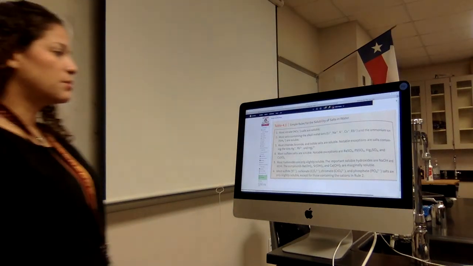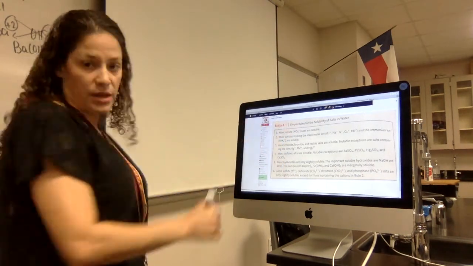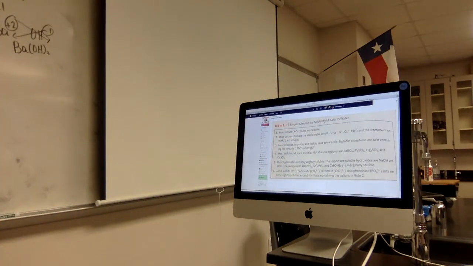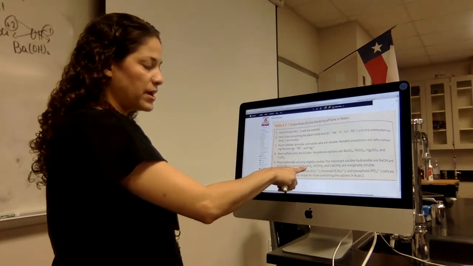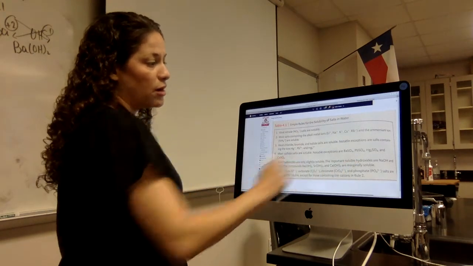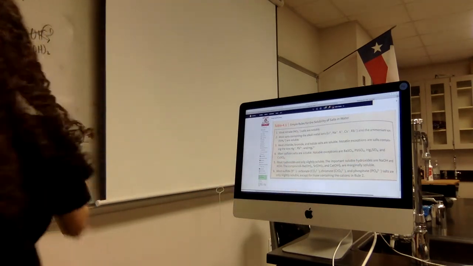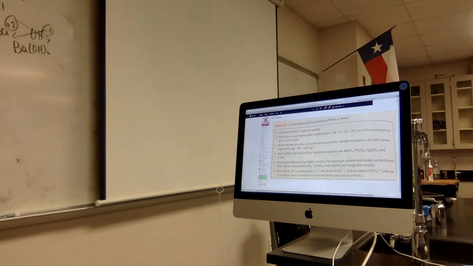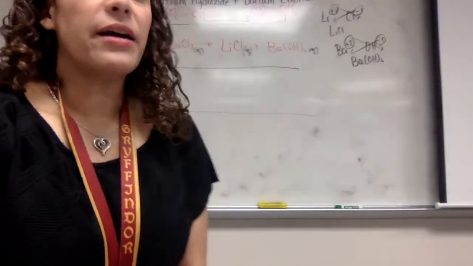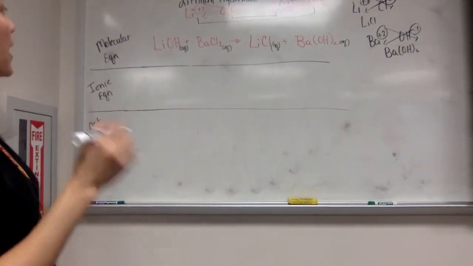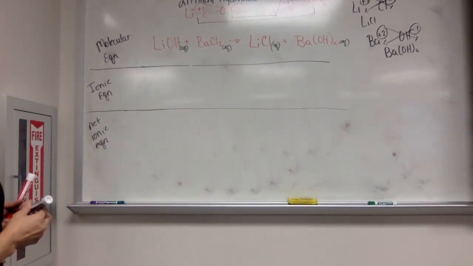Now, the next one, lithium chloride, same thing here. He's going to be soluble, so he's going to be aqueous. And then I look at the last one, barium hydroxide. It tells you right here, specifically, barium hydroxide is marginally soluble. So he is soluble as well. All right, so that's how these guys are going to work. So now coming back to the board, I'm going to go ahead and balance out my equation.